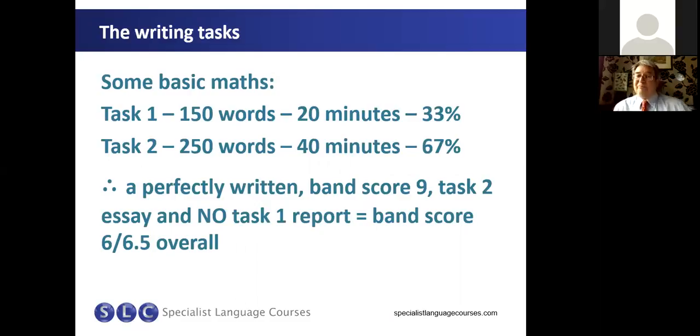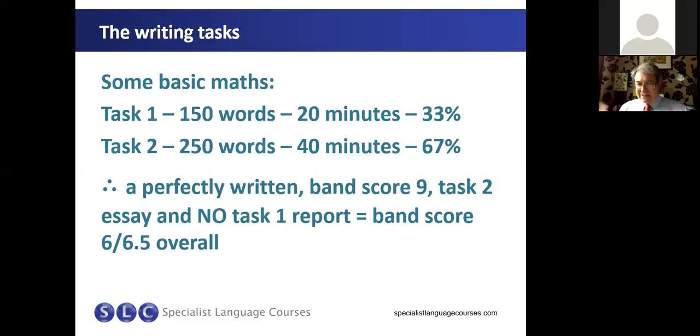Task 2, 250 words, so that's considerably longer. It's not double the length of task 1. You don't have to write 300 words, but they've given you double the time. You'll notice 20 minutes would be a sensible split. 20 minutes for task 1, 40 minutes for task 2. The reason being, those percentages at the end. Task 1 accounts for 33% of the mark. Task 2 accounts for 67%.